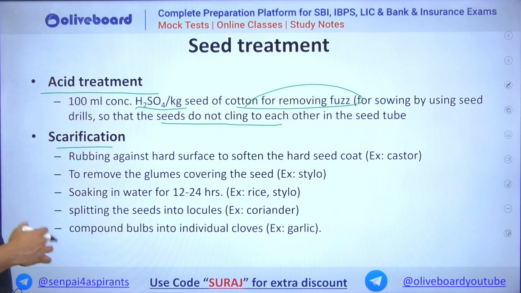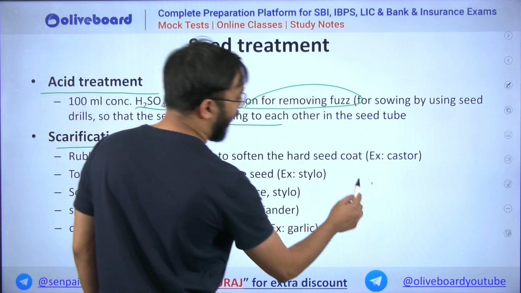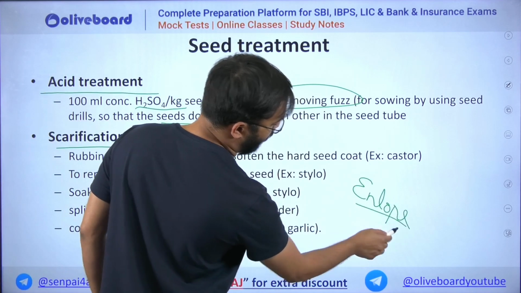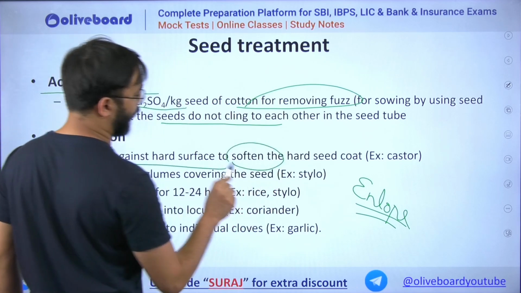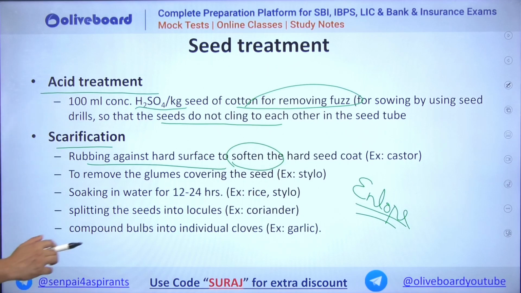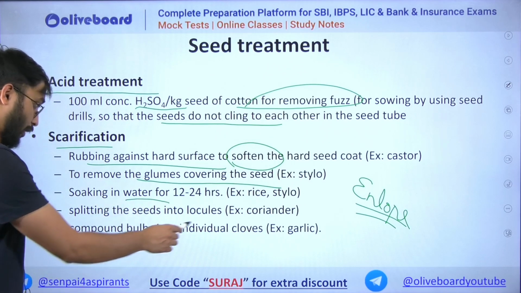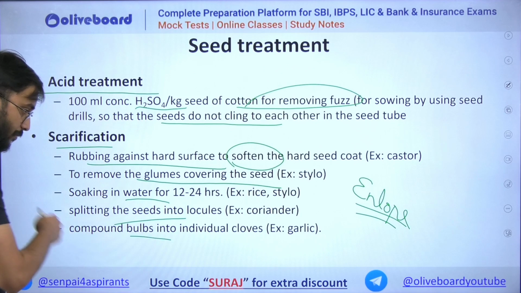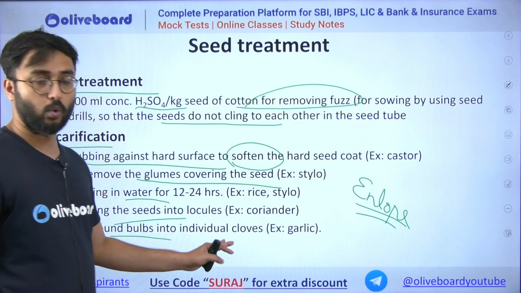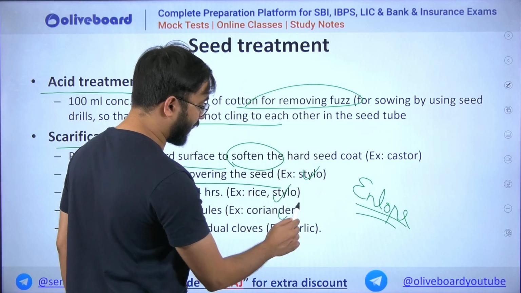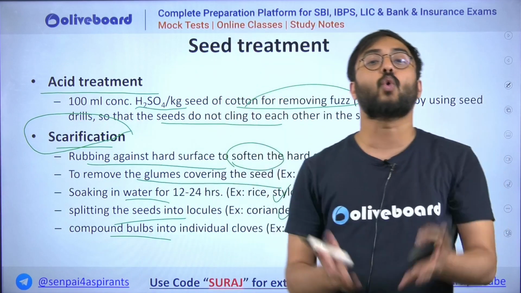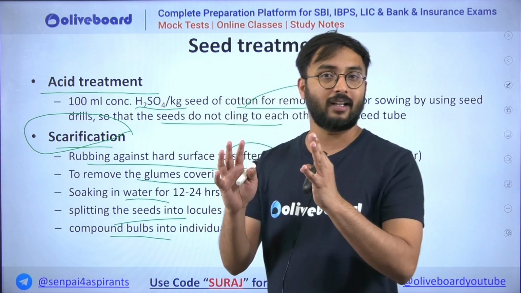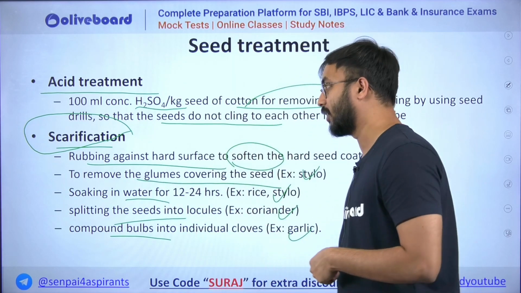Then there is scarification. It is nothing but converting the hard external envelope or coating of the seed into a soft material. So rubbing against a hard surface to soften the hard seed coat generally happens in castor. Removing the glumes covering the seed, soaking in water, splitting the seeds into locules, and compound bulbs into individual cloves. So whatever the different types of seeds are, scarification is nothing but when the external seed coating, whatever is hard in material, is converted into a softer external coat.